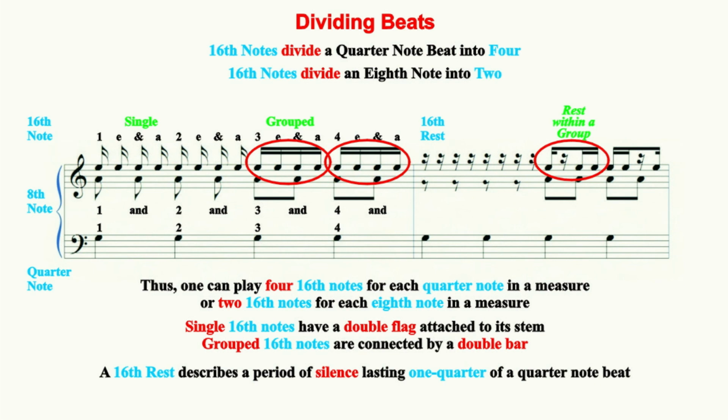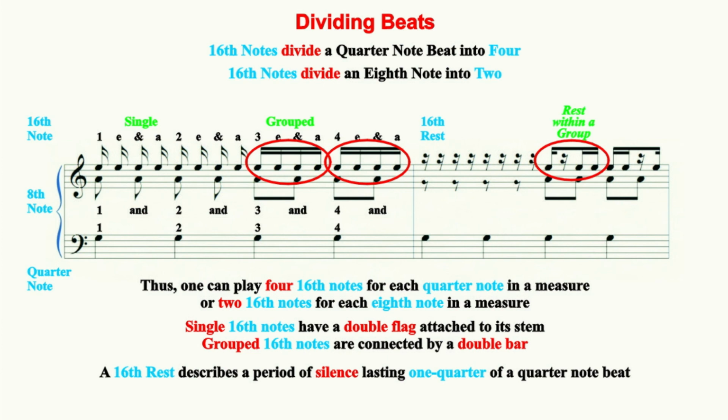In this case, the solo 16th note will remain connected to the group by a single bar, but a short disconnected bar will be placed just below the connecting bar to show the reader that this is indeed a 16th note. A single solo 16th note will appear as a quarter note that has a double flag attached to its stem.